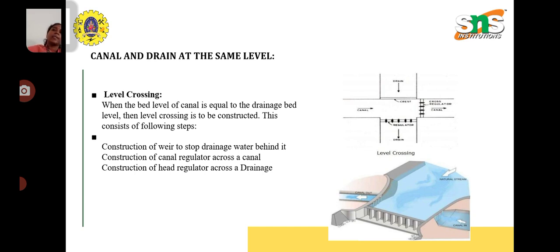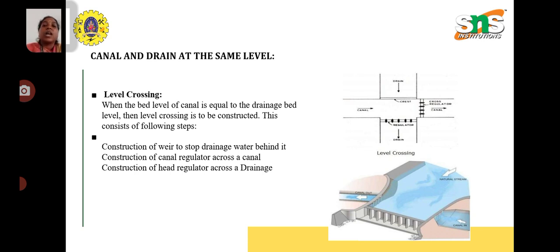And the next one is the canal and the drain at the same level, that is the level crossing. It is one of the important structures. When the bed level of the canal is equal to the drainage bed level, then the level crossing is opted for, and this consists of the following steps. There are three steps we have to follow to construct the cross drainage work, that is the level crossing.